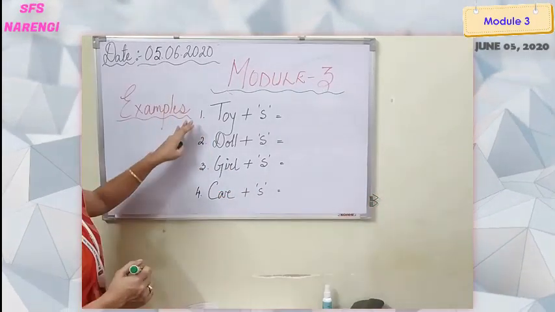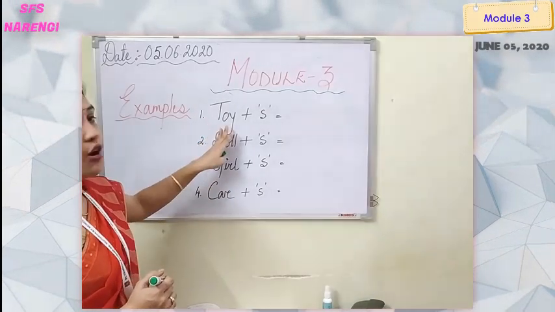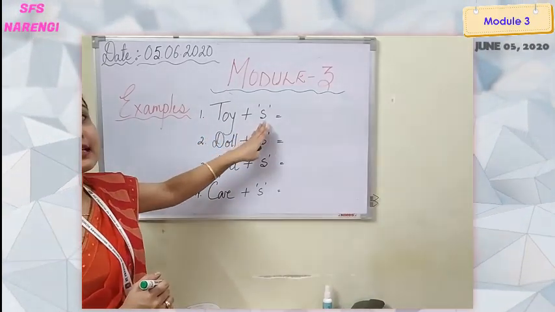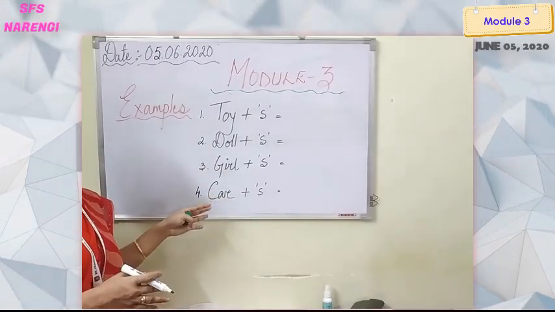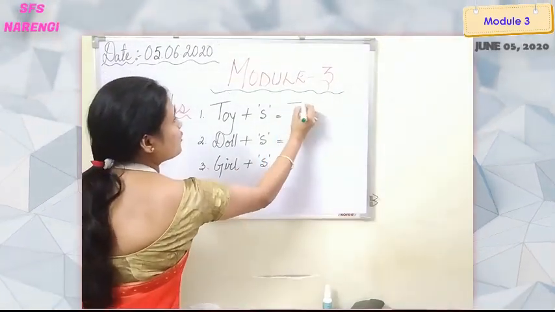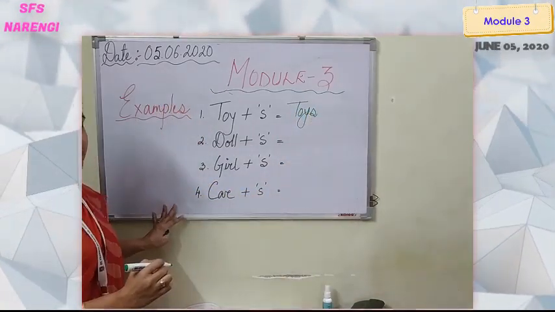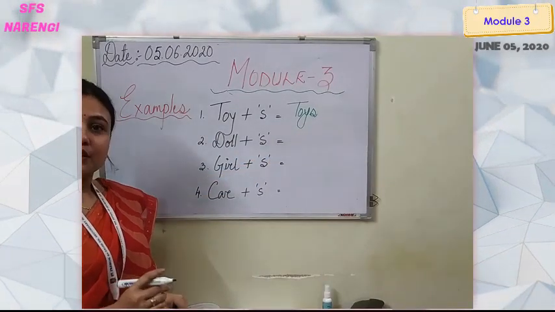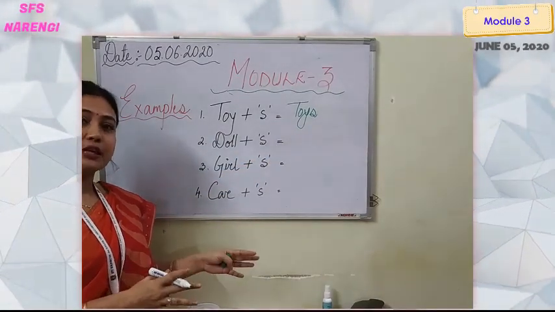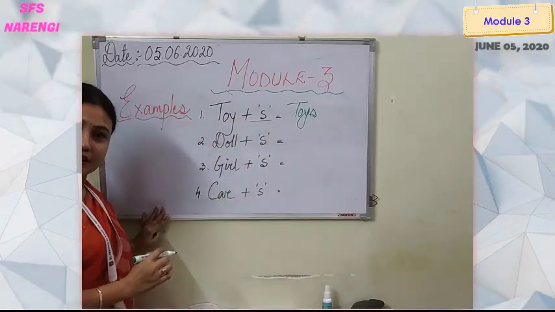Okay, so here I have written 4 words. So what is the first word? Toy, where we have added a single s. So what will it be to frame the plural now? It will be toys, T-O-Y-S, toys. Toy means singular and toys means plural. So how have we made that plural? By adding s here. Got it?